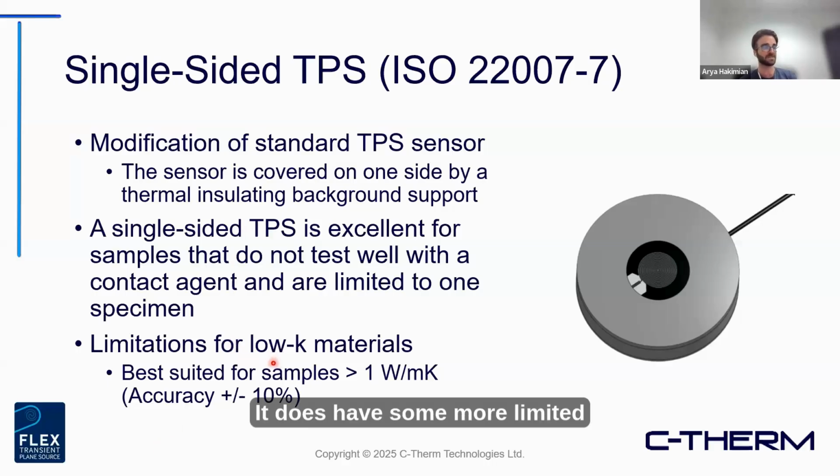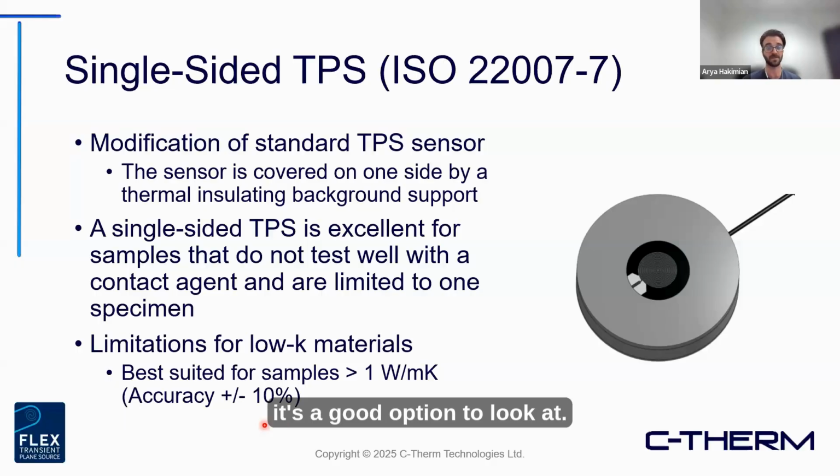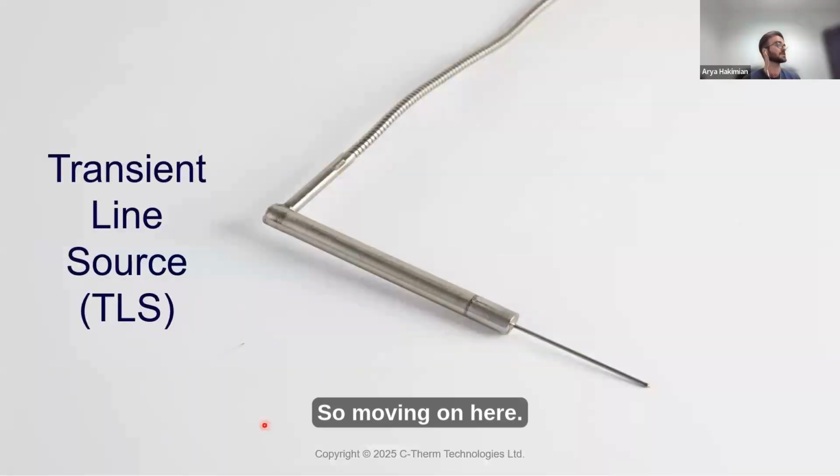It does have some more limited capabilities, especially when it comes to low K. It's really best suited for more conductive materials. If you look up the specifications in the ISO, this is all well documented, with a recommended thermal conductivity range. It also has a slightly wider accuracy than the double-sided configuration. My recommendation is where possible, double-sided will always be better in terms of the absolute performance range as well as your accuracy. But again, if you're running into some limitations there, it's a good option to look at.